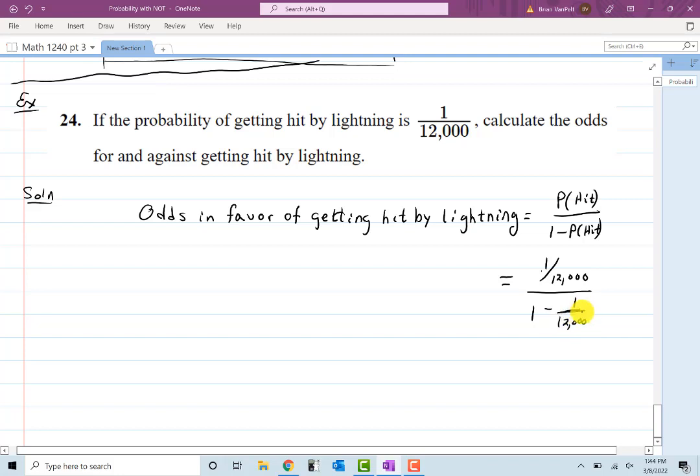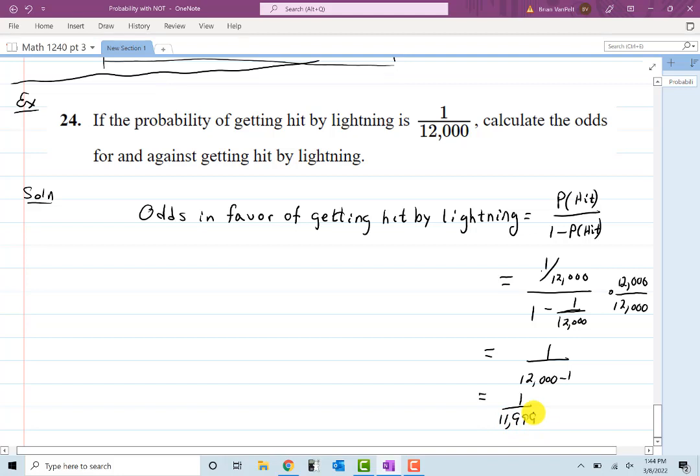Now, you could probably just use your calculator to do this, but I feel compelled to simplify it. So I'm going to multiply the numerator by 12,000 and the denominator by 12,000. And the numerator becomes 1. And down in the denominator, we get 12,000 minus 1. And so that's 1 over 11,999.